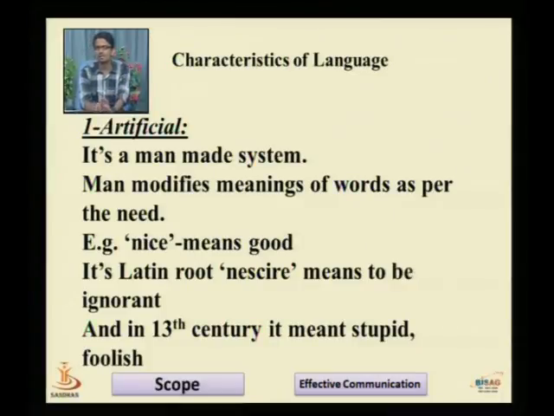Why? Because see, first we learn sounds and then we move ahead with the graphs. What do I mean by sounds and what do I mean by graphs? Let me be very clear about this. In our life, during our childhood, first we learn sounds.